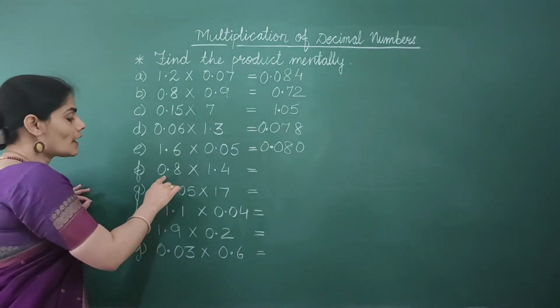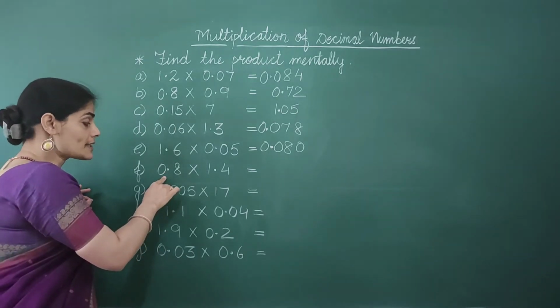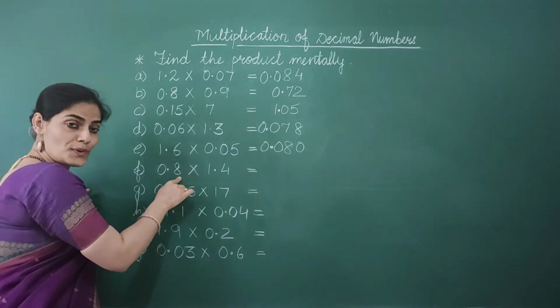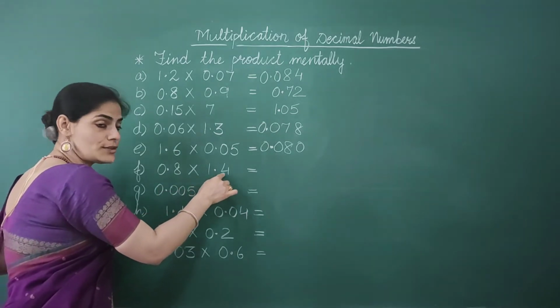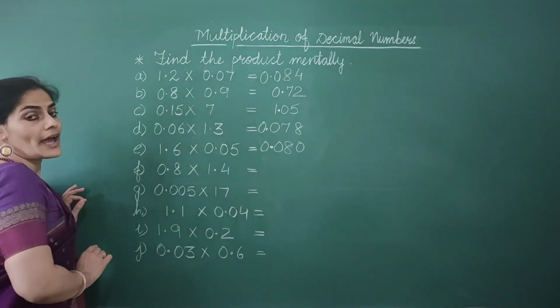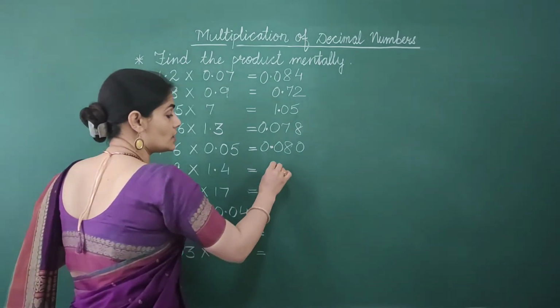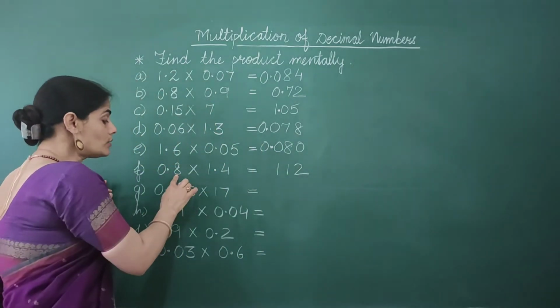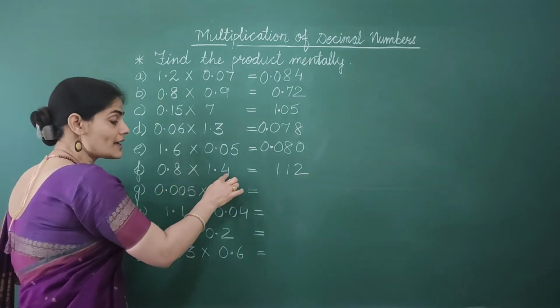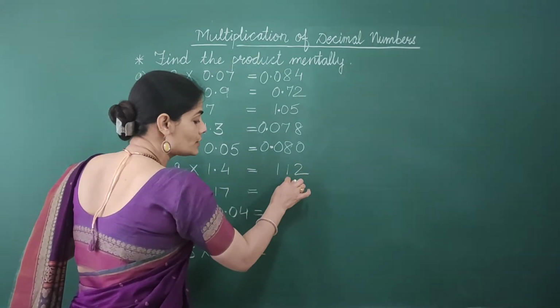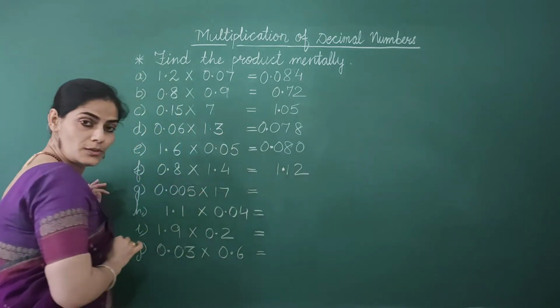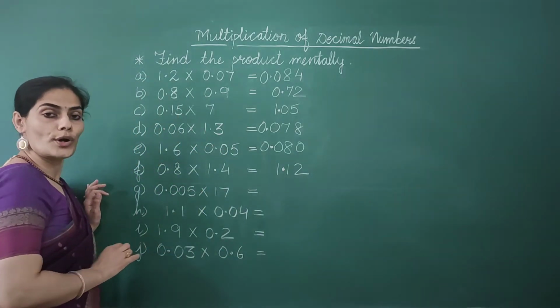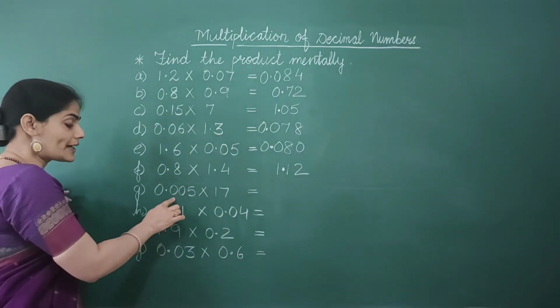0.080. Now, if we look at this example, 0.8 becomes 8 and 1.4 becomes 14. And 14 times 8 is equal to 112. So count the decimal places, 1 and 2. So 1, 2 and put the decimal point. The product is 1.12.